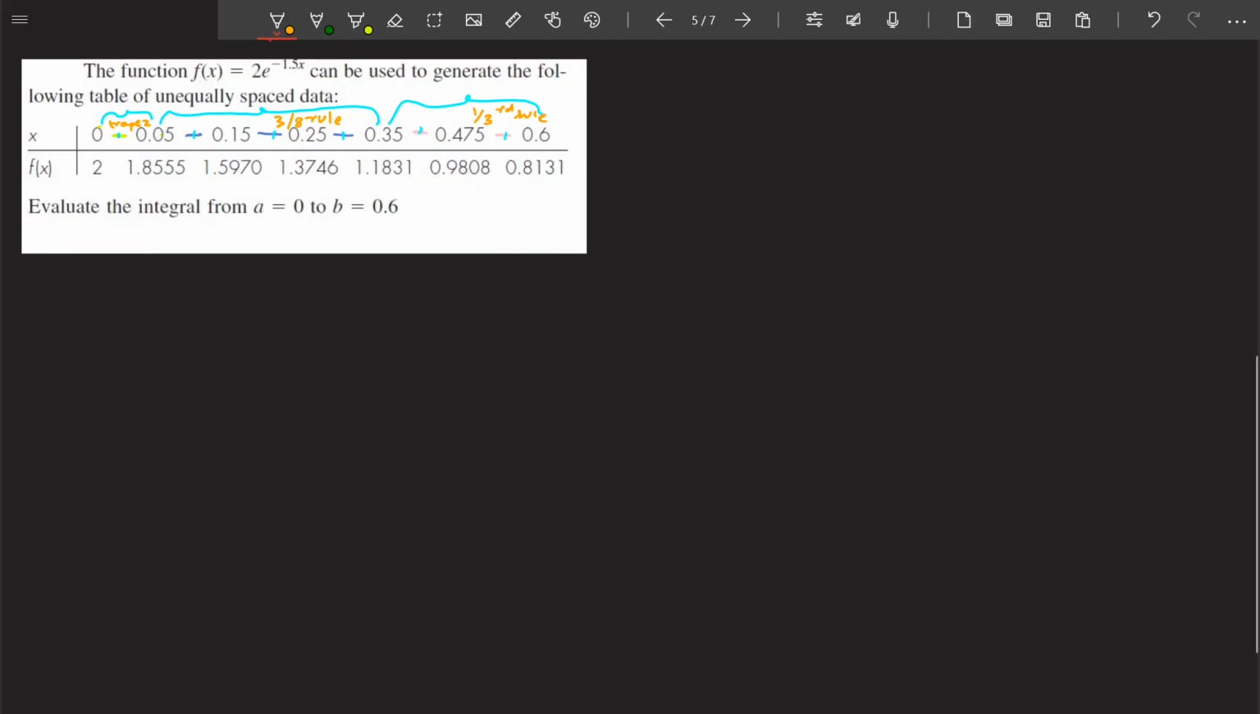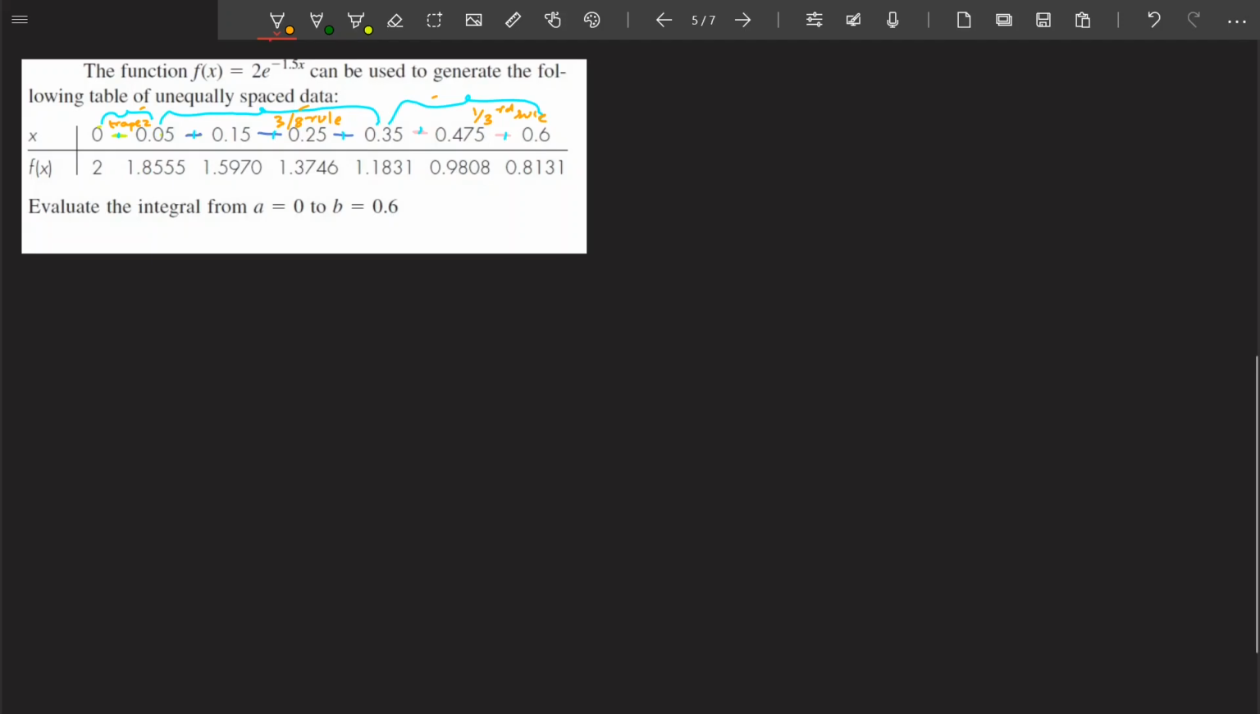Whenever you encounter unequally spaced data, understand one thing: you have to use a combination of all the rules that we have discussed till now. So let us talk about the first point. I'll use this color for the first integral. I'll take integral 1, integral 2, integral 3 and add them. When I add them, the value that I get will be the final integral.